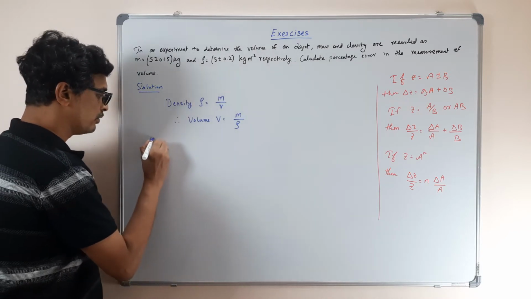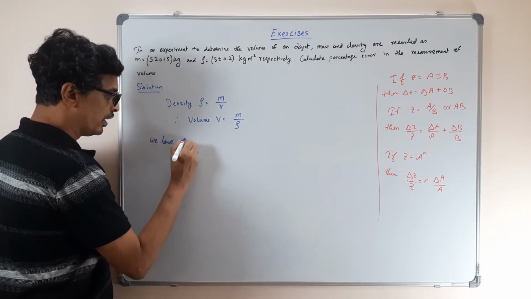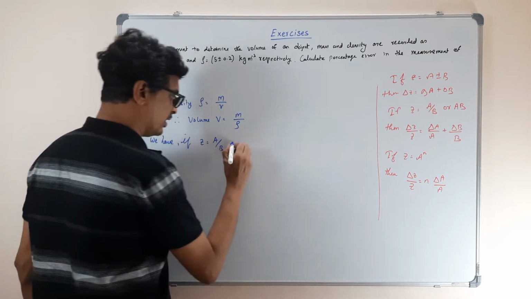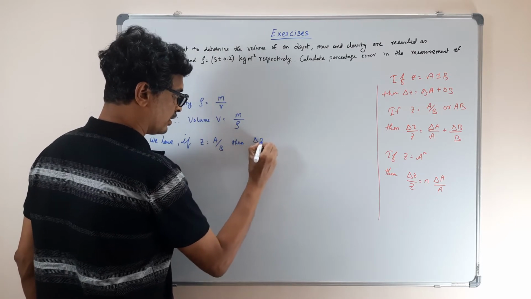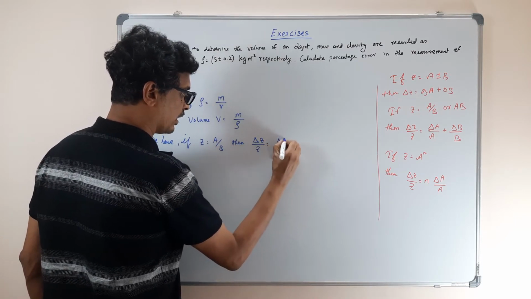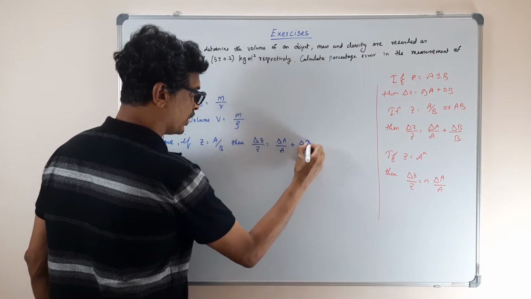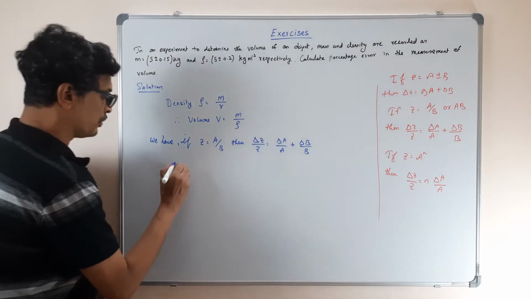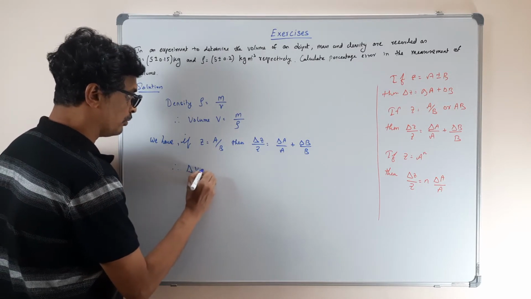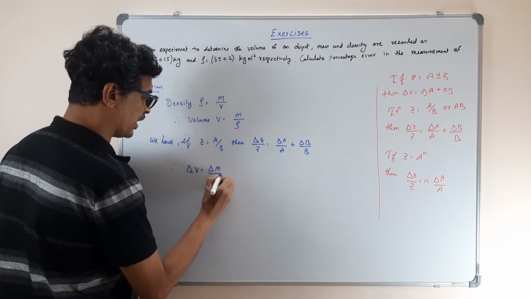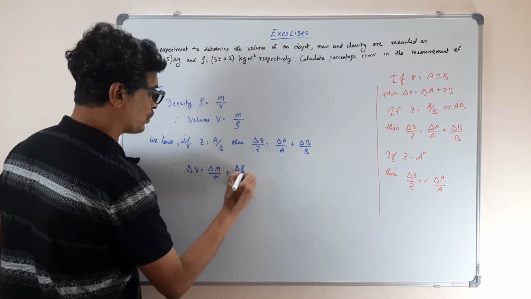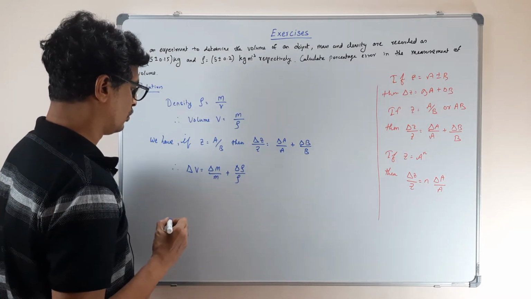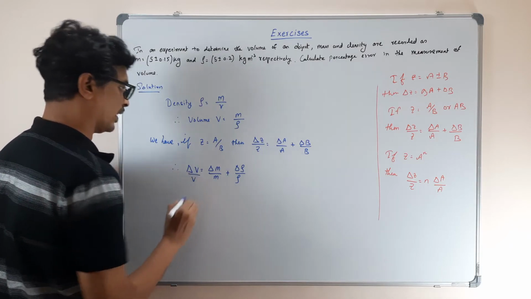We have, if Z equals A by B, then delta Z by Z equals delta A by A plus delta B by B. Therefore delta V by V equals delta M by M plus delta rho by rho.